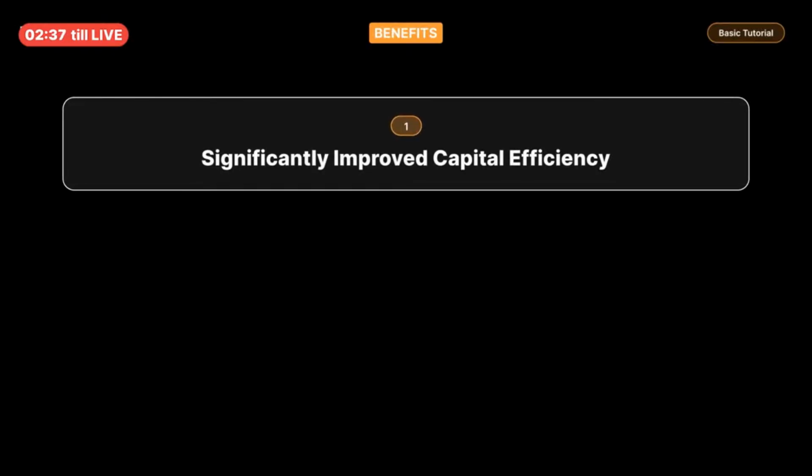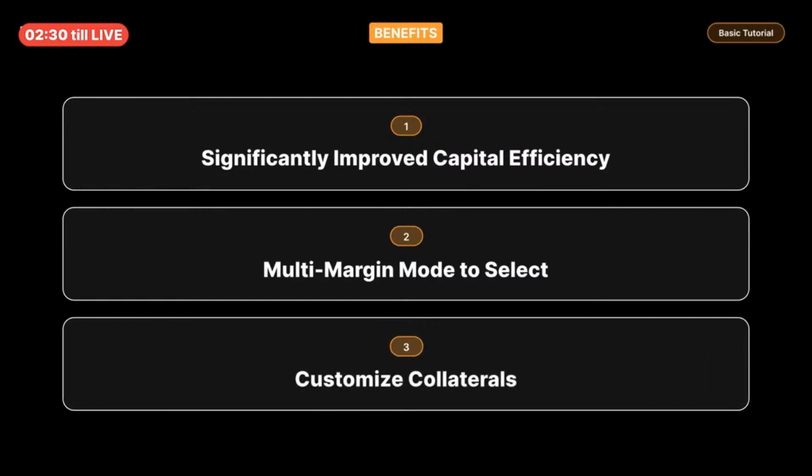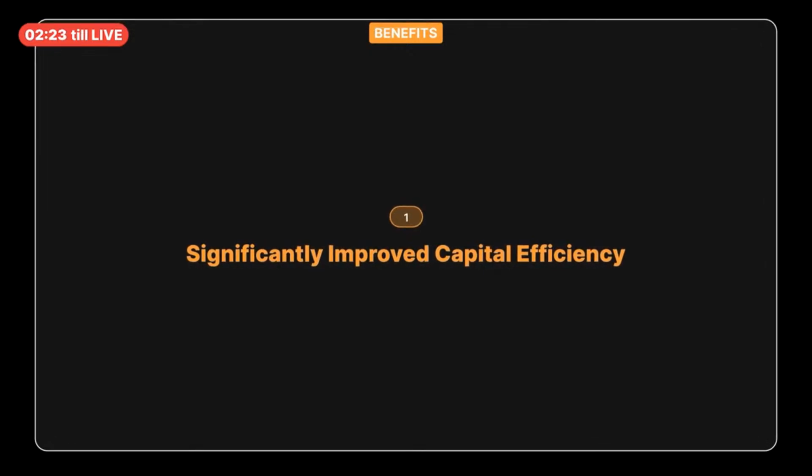1. Significantly improved capital efficiency. 2. Multi-margin mode to select. 3. Customized collaterals. Benefit 1. With UTA, you can optimize your capital usage.